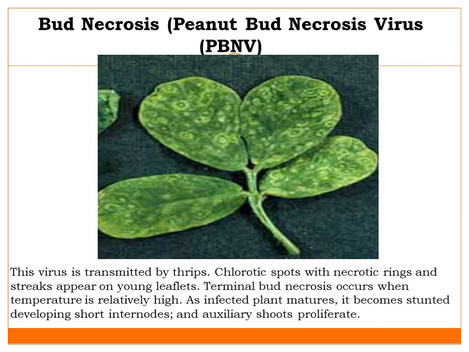Another disease is the bud necrosis or peanut bud necrosis virus. This virus is transmitted by thrips. Chlorotic spots with necrotic rings and streaks appear on young leaflets. Terminal bud necrosis occurs when temperature is relatively high. As the infected plant matures, it becomes stunted, developing short internodes, and axillary shoots proliferate.